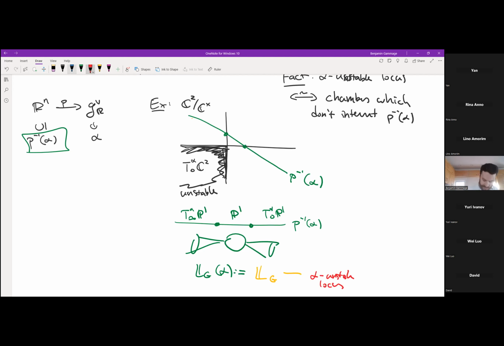So this LG of alpha is, you might call this the alpha stable Lagrangian. So, okay, this is almost everything I need in order to explain the duality here. Only I need one more thing. Now I've given you all the tools you need to understand what this hypertoric variety is where I impose alpha.